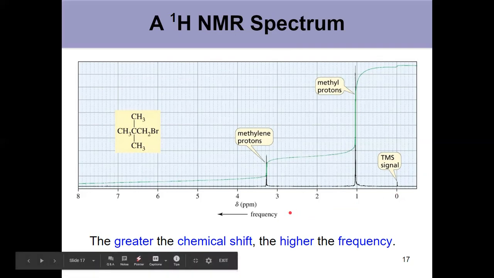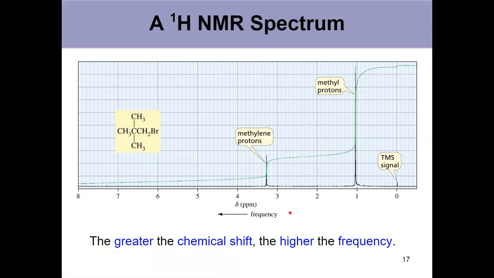And we've talked about this, right? The greater the chemical shift, the higher the frequency. Okay? So our de-shielded protons have a larger delta value. Bromine here, being right next to these methylene protons, pulls the electron density and causes the protons that are close to bromine to be further to the left, downfield, relative to the other ones that are further away. Okay.